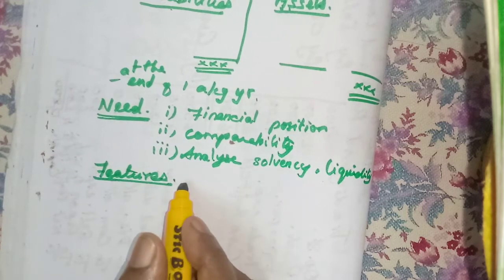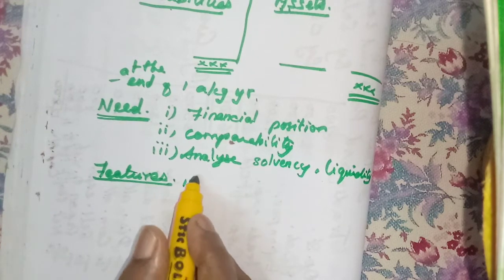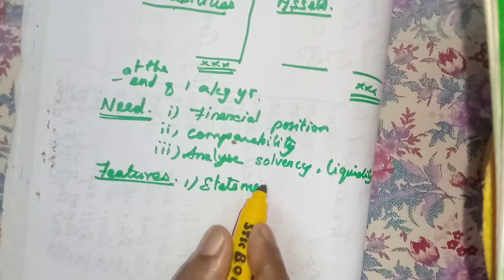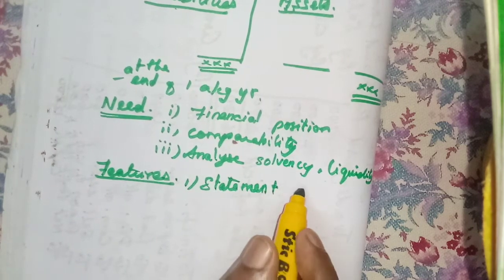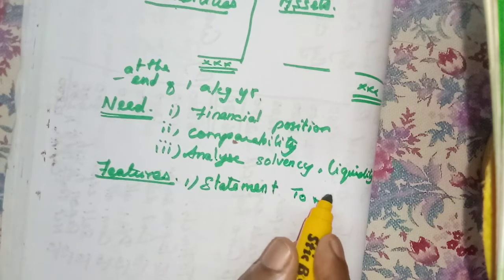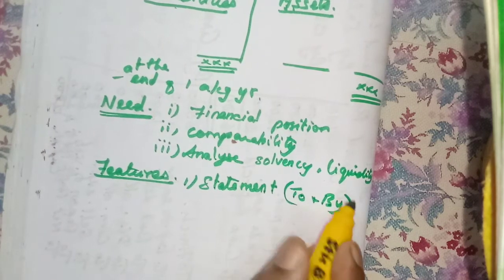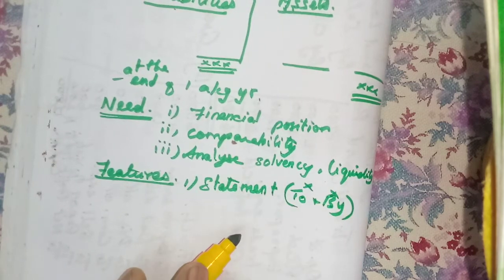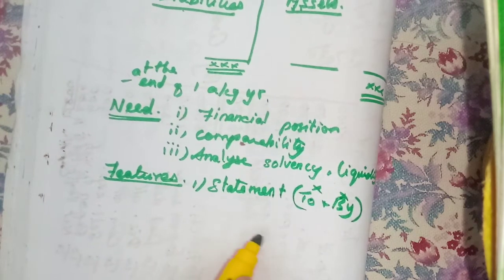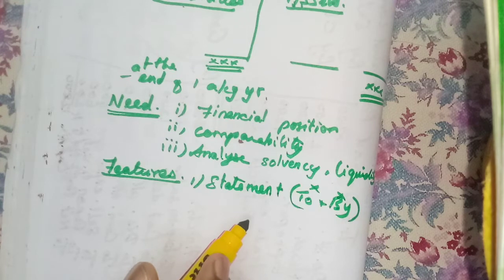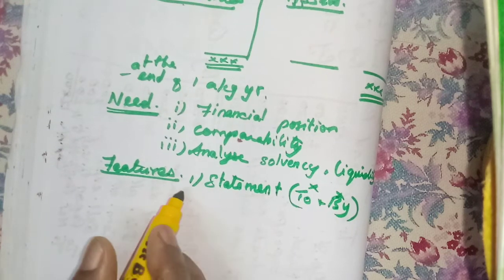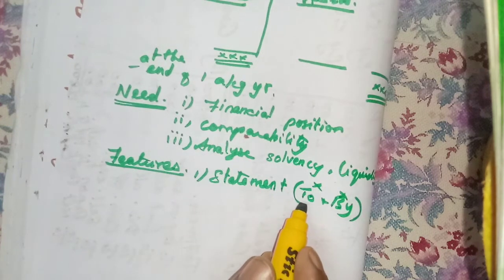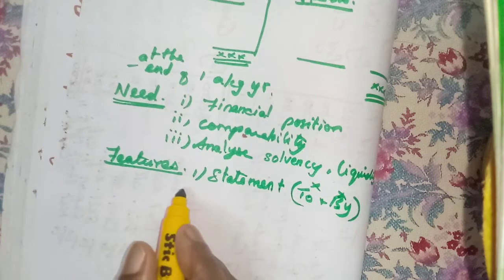Then what are the features or characteristics of a balance sheet? First, we have studied that the balance sheet is a statement and it is not an account. In an account, on the debit side we write "to" and on the credit side we write "by". This will not appear in the balance sheet. Only the asset names and liability names will be entered.